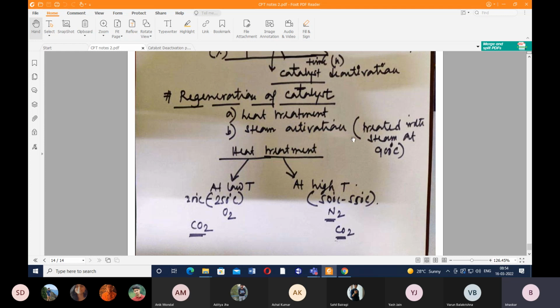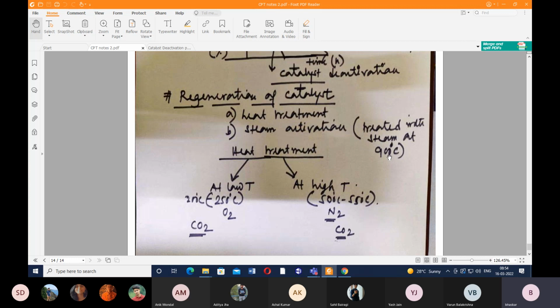The next one is the steam activation. There are two different types of regeneration processes. One is heat treatment, another is called steam activation. In this case, we take a tubular reactor. Inside that tubular reactor, we have catalyst particles, which are in pellet form. We allow steam to interact with those pellets at a temperature of around 900 degrees Celsius. So steam activation is performed at a very high temperature, around 900 degrees Celsius.